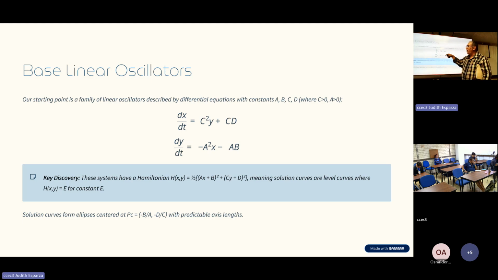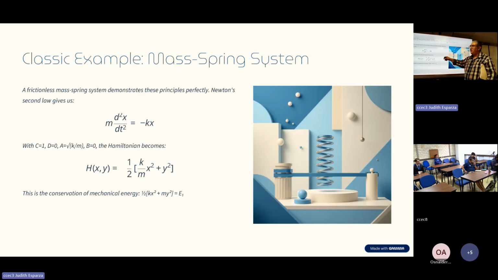We have only C and A different from 0, D and B equal to 0, we have this type of differential equations. And it can be proved that we have this Hamiltonian. And so the solution of this equation is this curve in the plane.